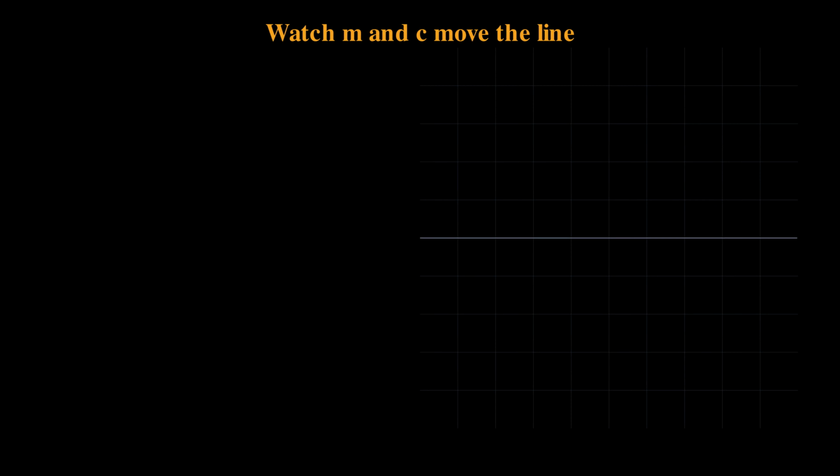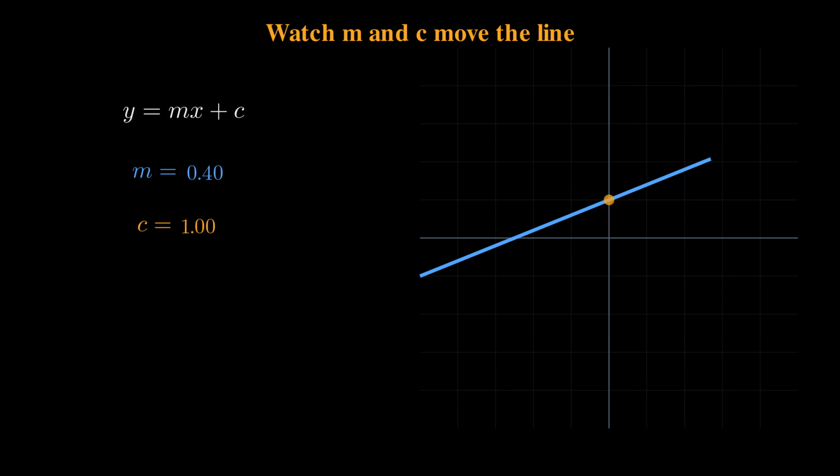On screen is the line y = mx + c. I'm going to move m and c and let you watch what each one does. The gold dot marks the y-intercept, the point (0, c).